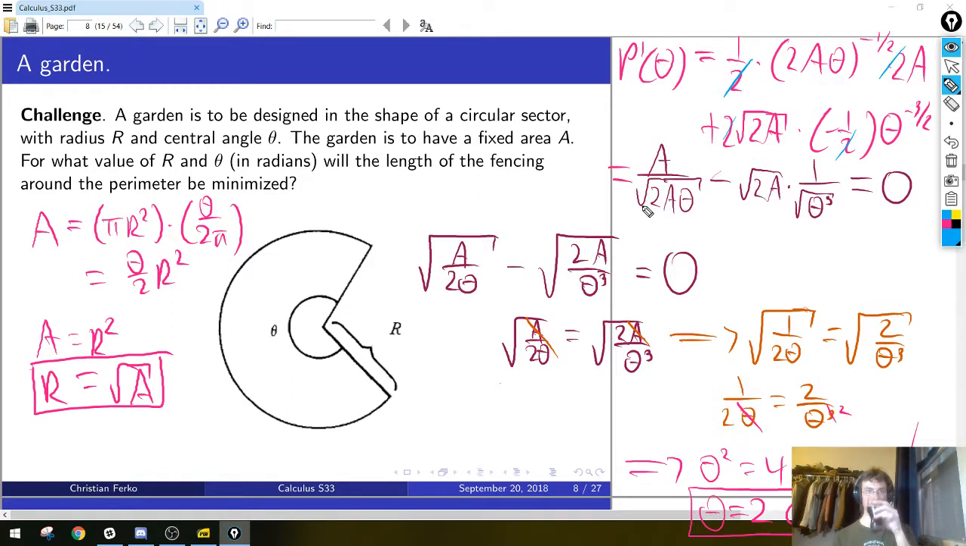I was expecting it to be theta equals 0. Theta equals 0. Okay, so there'd be no area. That would just be a straight line, right? It would basically be an infinitely thin garden. Yeah, that would be weird.